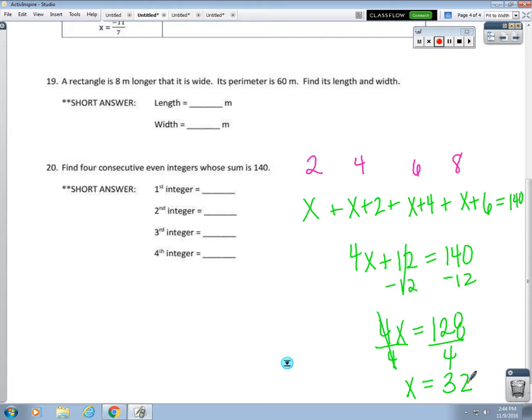32. Now remember, x was our smallest of the numbers. After that, you have to add 2, which would be 34, then add 4 to 32, which would be 36, then 38, and do those 4 even integers really add up to 140? Yes. I would always check. Okay?